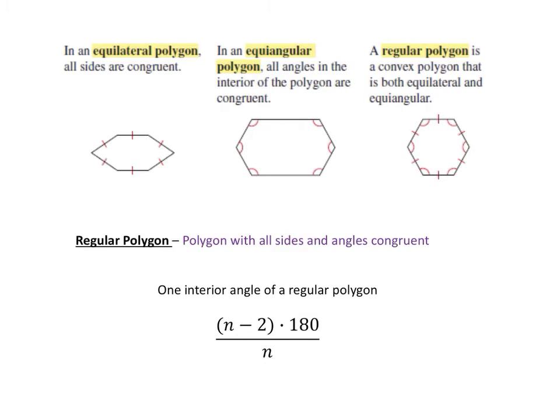So, since a regular polygon has all sides and angles congruent, what if we wanted to find one interior angle of a regular polygon? So we would take our sum of interior angles formula and just divide by the number of sides. And if we do that, then we get each interior angle.